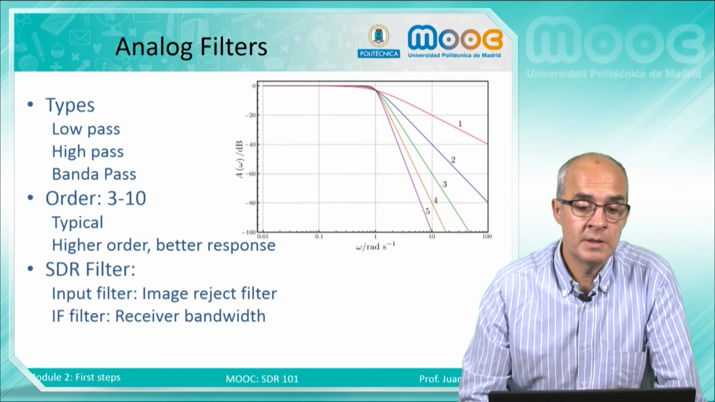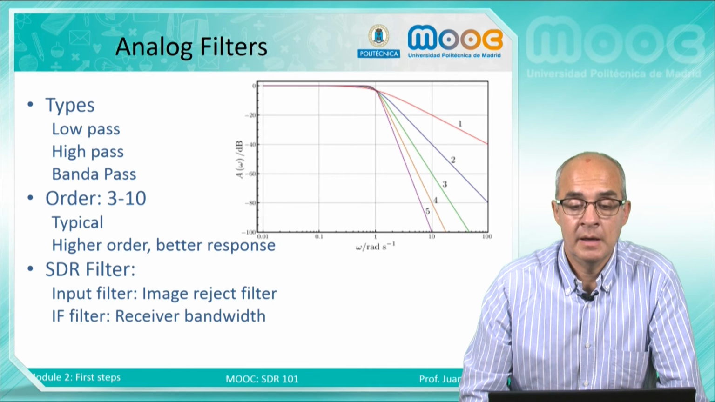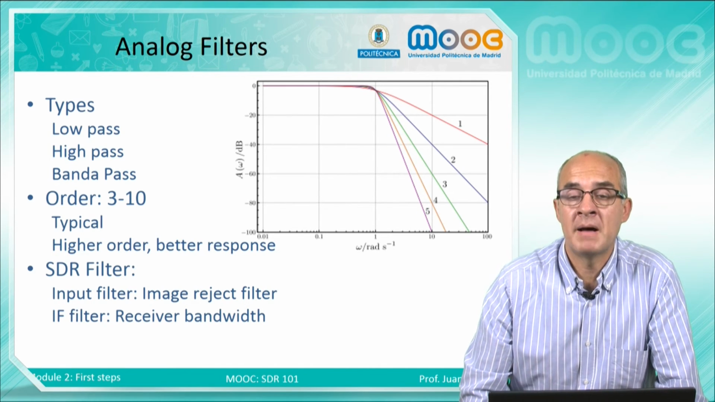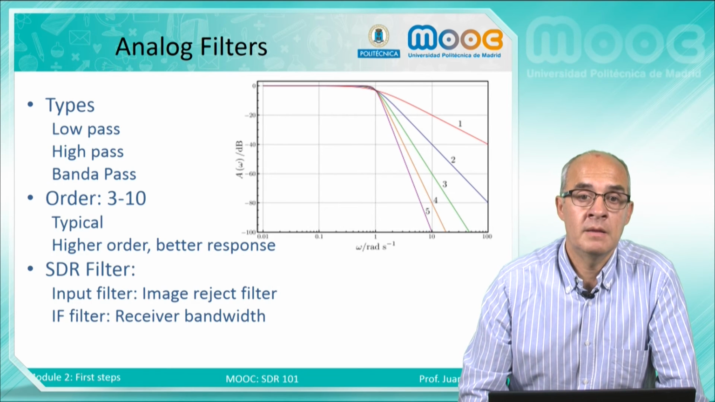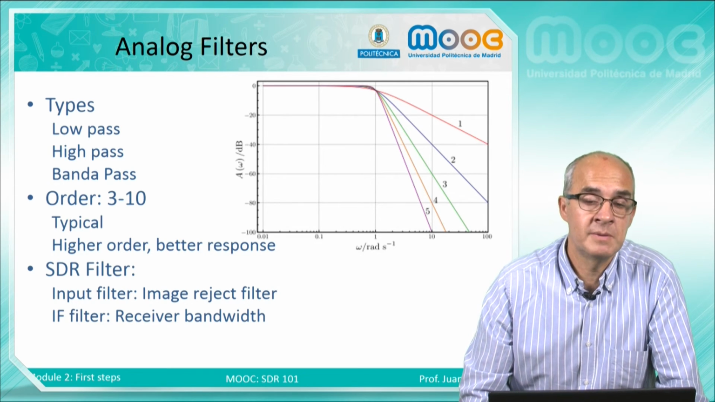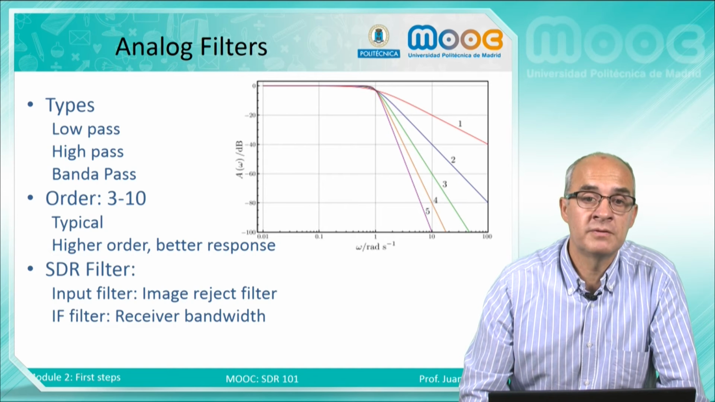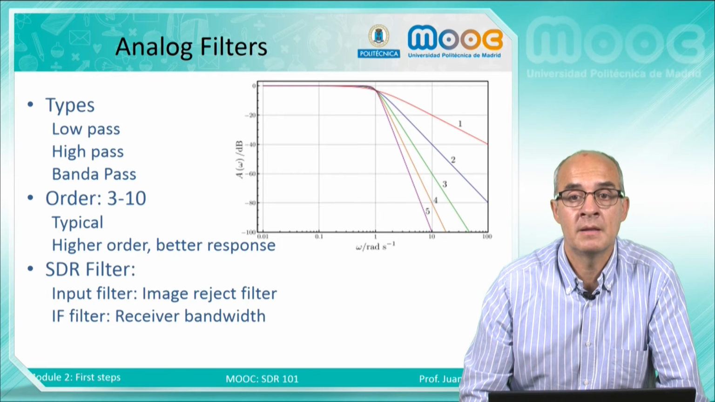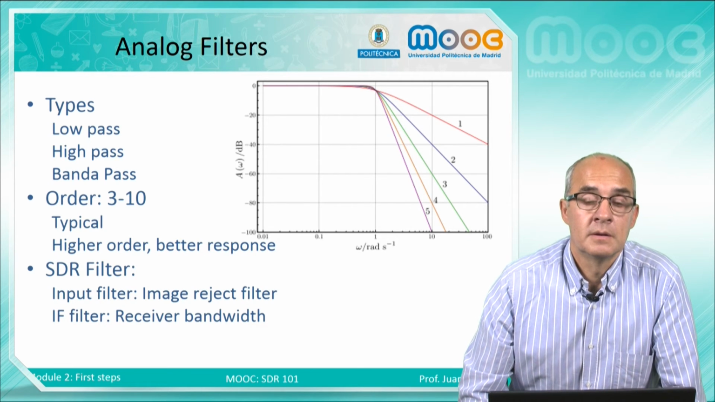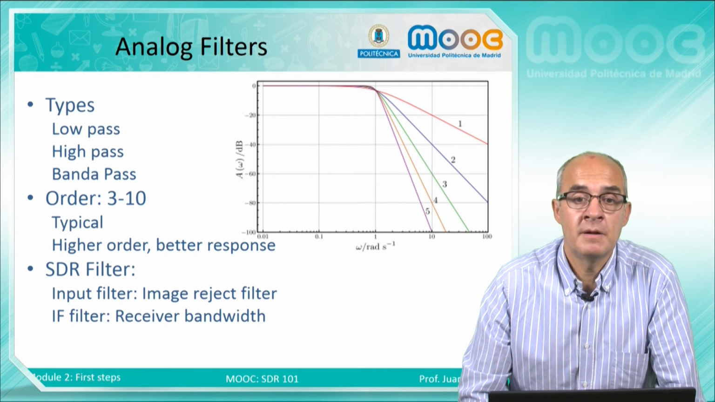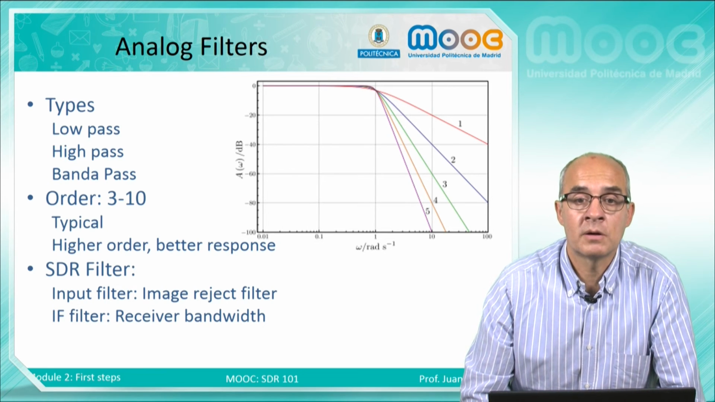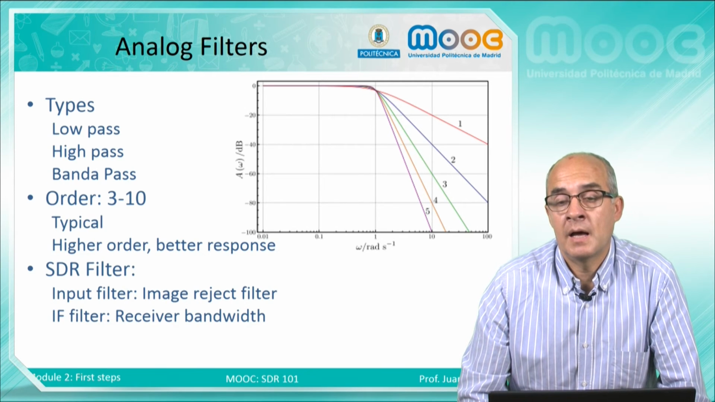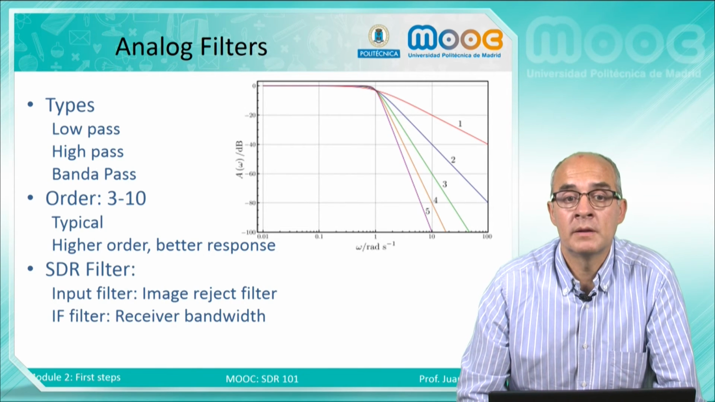Another important point are the analog filters. We require a bandpass filter in the receiver or transmitter, and we also need low-pass filters behind the AD converters or the DA converters. The most important parameter of the filters is the order. The order of a filter gives a better response when the order is high.